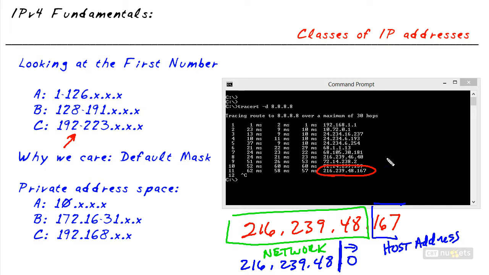So we could say that this router is living, if we're using the default mask for a class C address, on network 216.239.48.0. And his actual host address is 167 on that network.